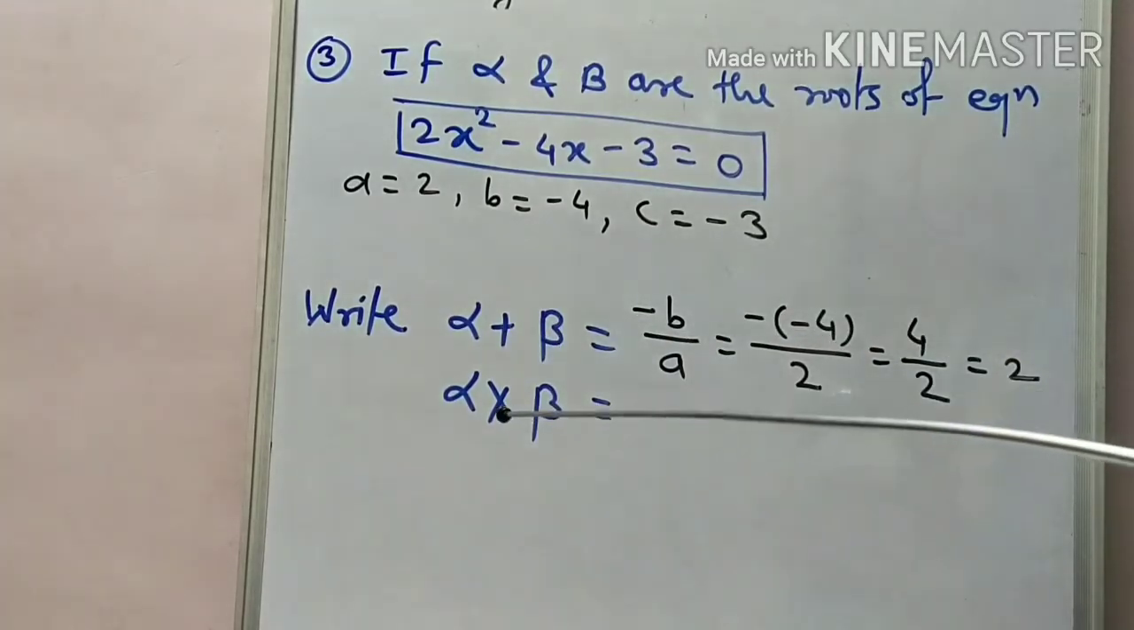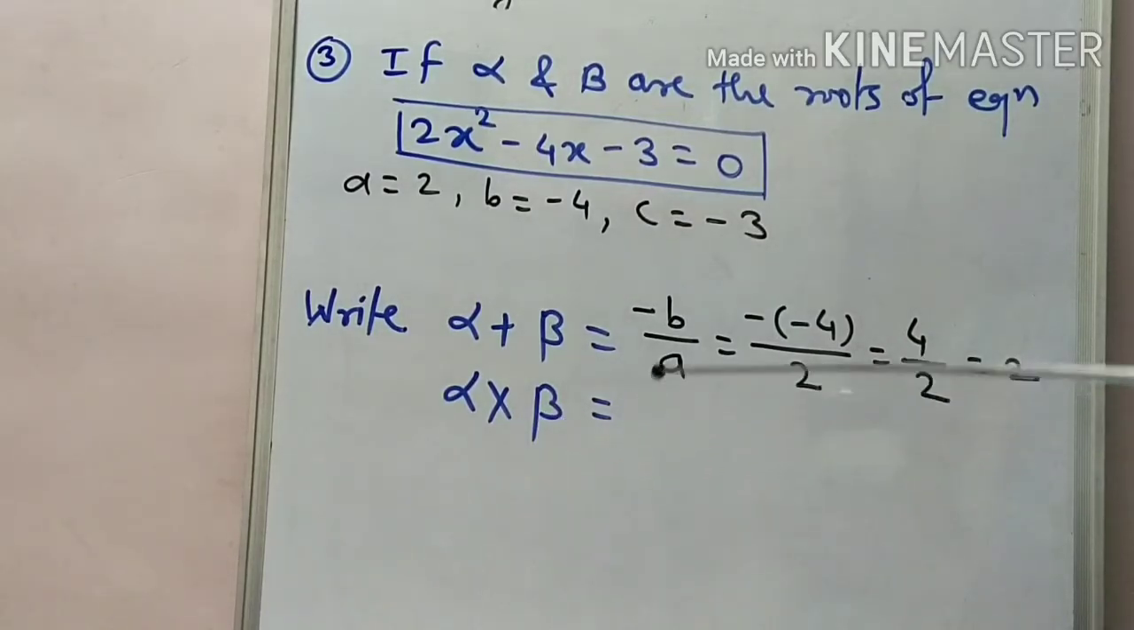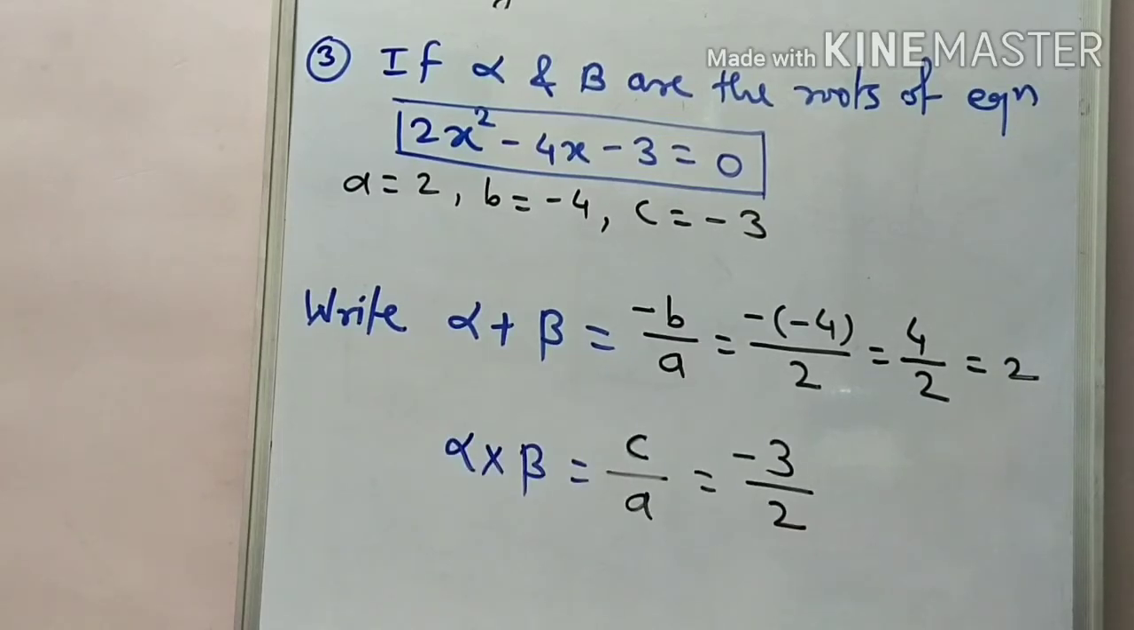And similarly now for alpha into beta, as we know, the relation is what? C upon a. So using that relation, alpha into beta is c upon a, means minus of 3 upon 2. So for 2 mark questions, this is the activity asked in exam.